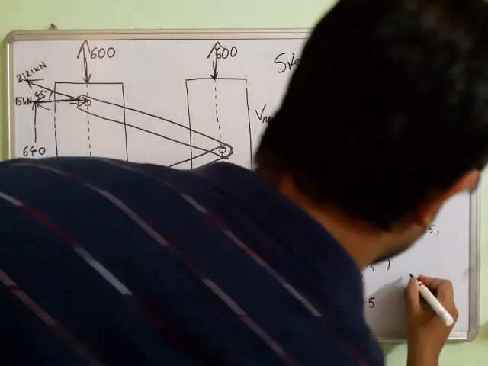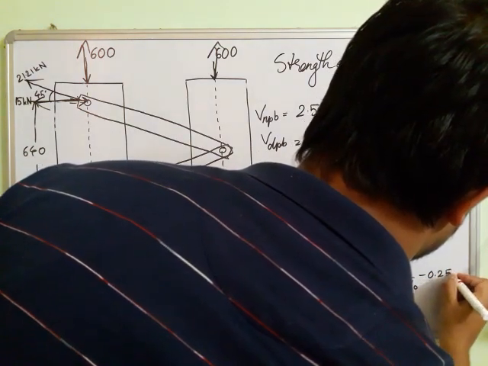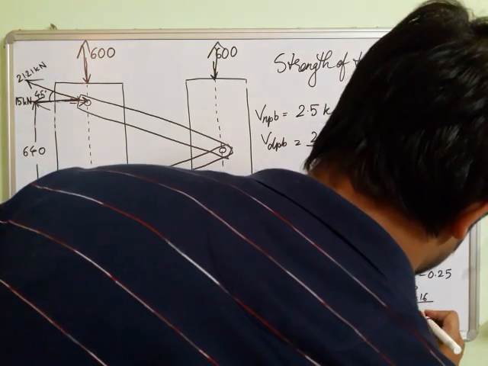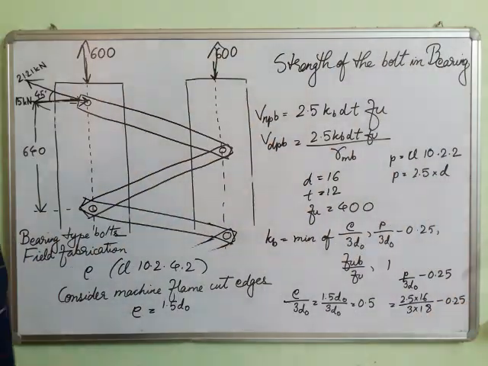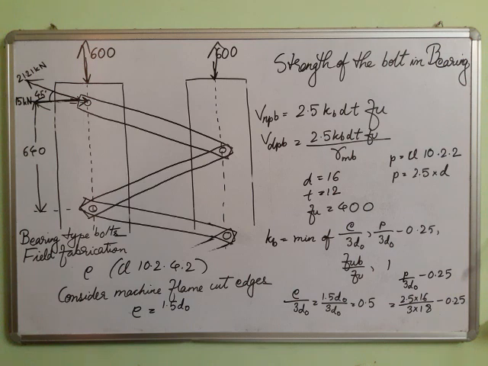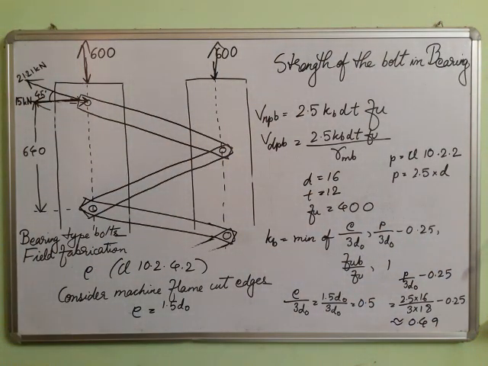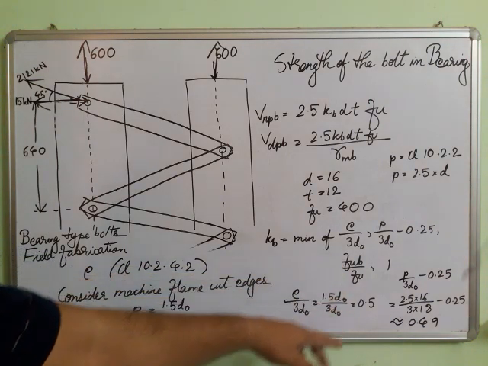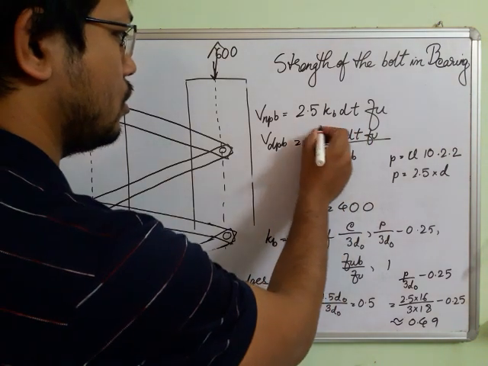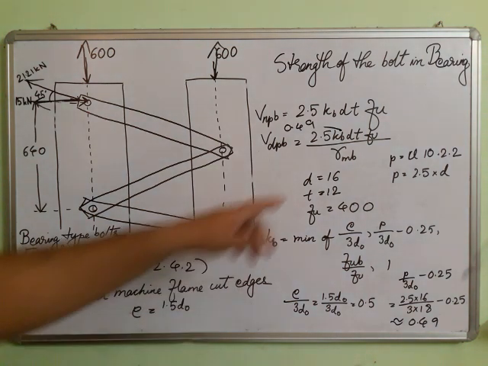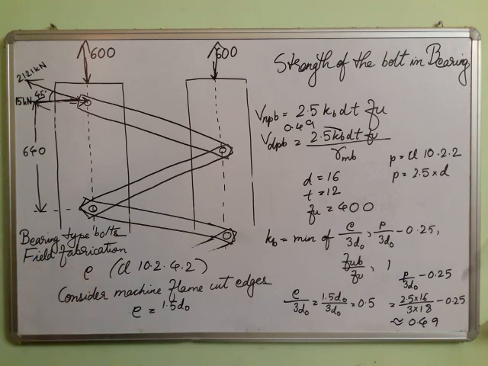Okay, so we can write it like this. Okay, so using this, if we find out the values, what do you get? This is also almost 0.5, then 0.49. Then this one is 400 by 410. Okay, obviously it will be a higher value. So minimum is what? 0.49. So we can write it like this. And what is gamma MB? Again, you take bearing type bolts, field fabrication, table 5, page number 30. So it is 1.25.